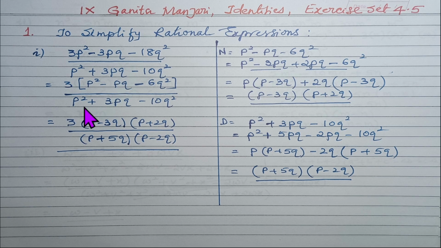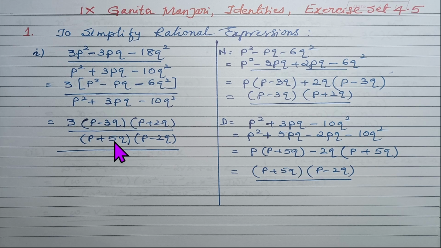Now coming to the denominator, it is p square plus 3pq minus 10q square. Again carry out the factorization by middle term splitting method. Now when I add I should get plus 3. So plus 5 minus 2 is plus 3. Plus into minus is minus. 5 into 2 is 10, and therefore it is the correct splitting. So p is common in this. Taking p outside I get p plus 5q, and here 2q is common, so taking minus 2q outside I get p plus 5q. Again p plus 5q is common, so I get p plus 5q and p minus 2q. They are the factors of the given polynomial here.